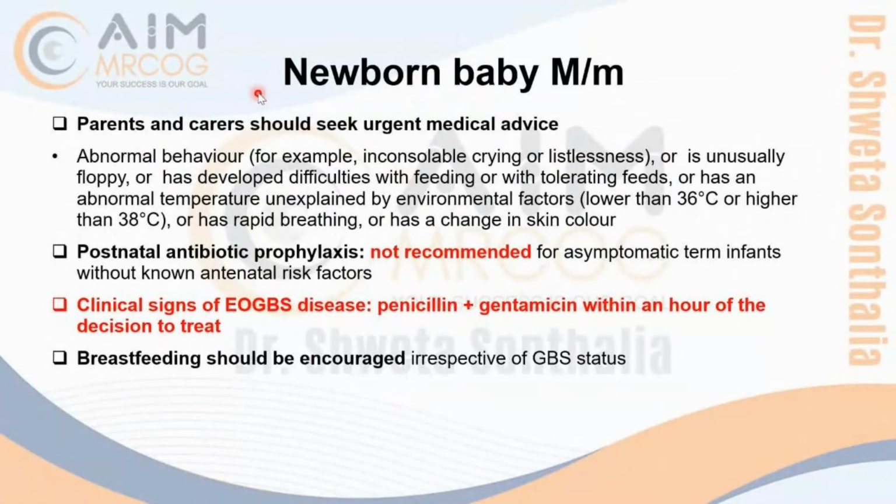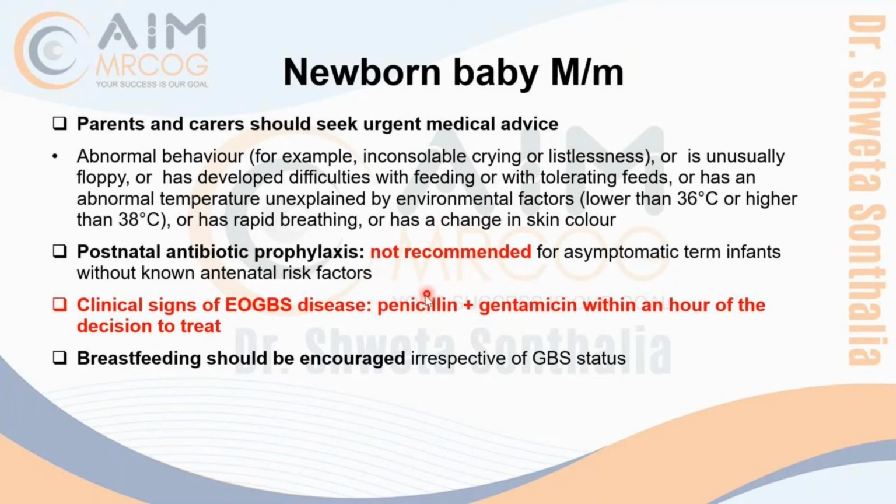Now, how will you manage the baby? In the baby, basically you will look for signs like any abnormal behavior, feeding difficulty, temperature, breathing, skin color. All these things will tell you if the baby has developed infection or not. So you want to check all that in the baby. If you think the baby has symptoms or anything suspected of infection, then you will treat the baby with penicillin plus gentamicin, because they say postnatal prophylaxis has no benefit to the baby. You will not give prophylaxis, you will wait for symptoms, and if symptoms appear you will directly treat with penicillin plus genta.